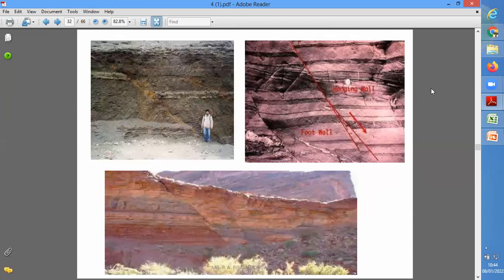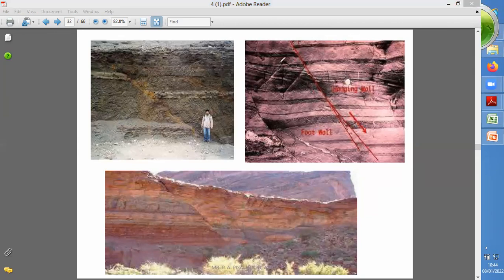So actually in the field, the normal faults look like this. When you look here, these are the images of the normal fault. Now here, have you recognized the fault plane? So here, this is the fault plane. Okay, here this is the fault plane. You can clearly understand, and here this is the fault plane.